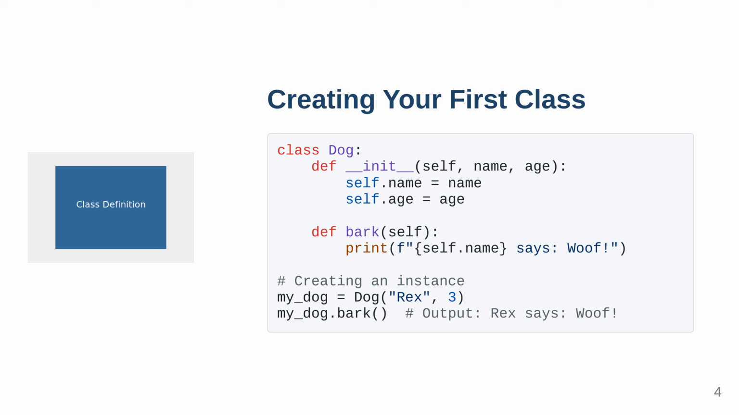This is our first class definition. The __init__ method is the constructor. It's called when creating a new object. Self refers to the instance being created. Methods are functions that belong to a class. Notice how we combine data, name, age, with behavior, bark method. Each instance of the class has its own set of attributes but shares the same methods.